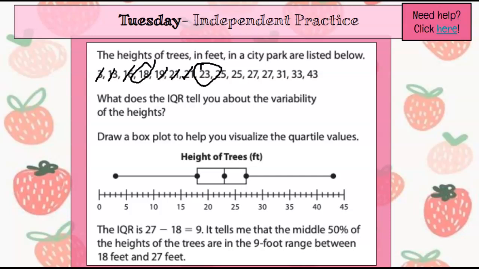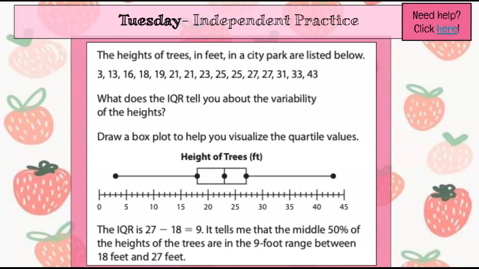So 18, as you can see at the front of the box, is there. And if we cross out on the other side, we get 27 as our quartile 3. So that again, you can see on the chart. So our biggest number was 43. That's why it goes way up here. And our smallest number was 3. That's why it goes way below.